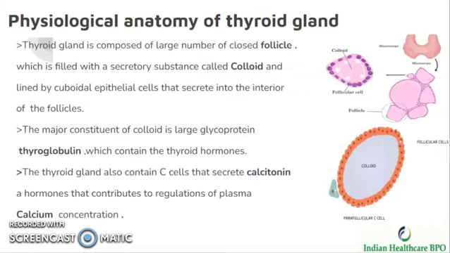Talking about the physiological anatomy, the thyroid gland is composed of a large number of closed follicles, which are filled with a secretory substance called colloid, and lined by cuboidal epithelial cells that secrete into the interior of the follicle. The major constituent of colloid is a large glycoprotein called thyroglobulin, which contains the thyroid hormones. The thyroid gland also contains C cells that secrete calcitonin, a hormone that contributes to regulation of plasma calcium concentration.